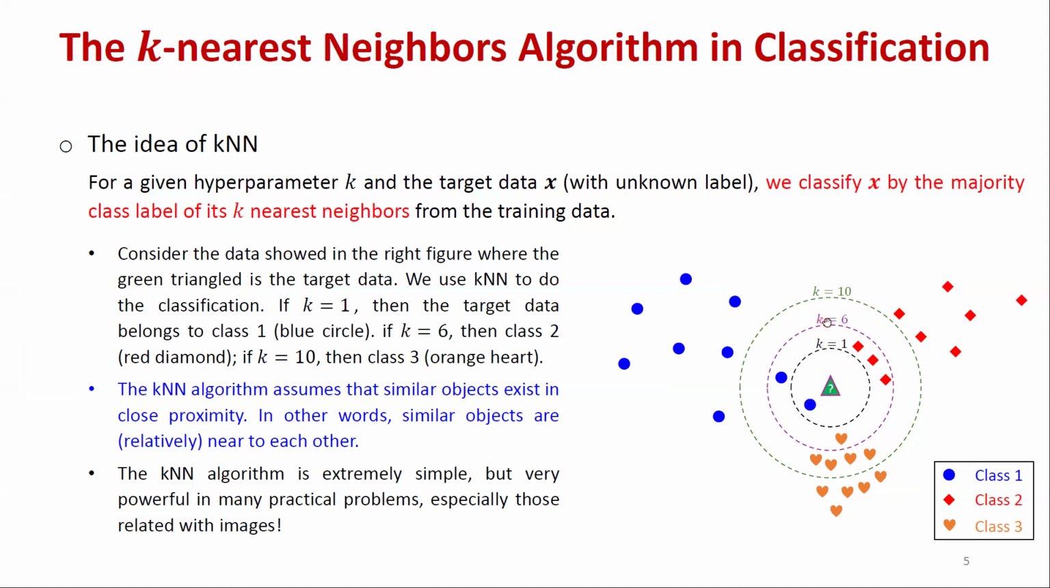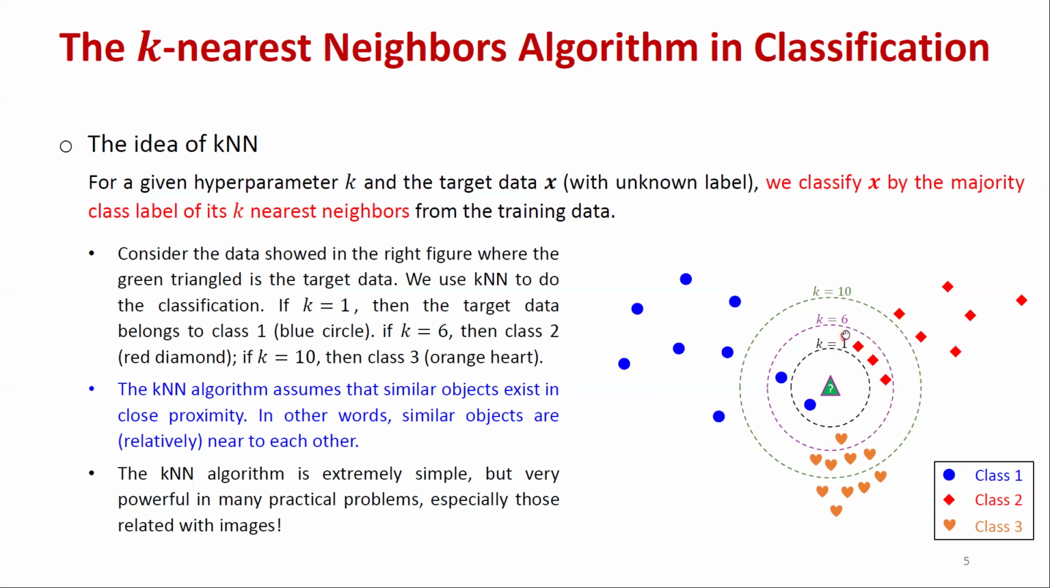Now let's say K equal to 6. Again, I just plotted this. That means I only consider the 6 nearest data: 1, 2, 3, 4, 5, 6. So this purple circle contains the 6 nearest training data to my test data. And I have one class 3, two class 1, and three class 2. Again, we classify X by the majority class label of its K nearest neighbors. Here, K equal to 6. In other words, what should we choose?